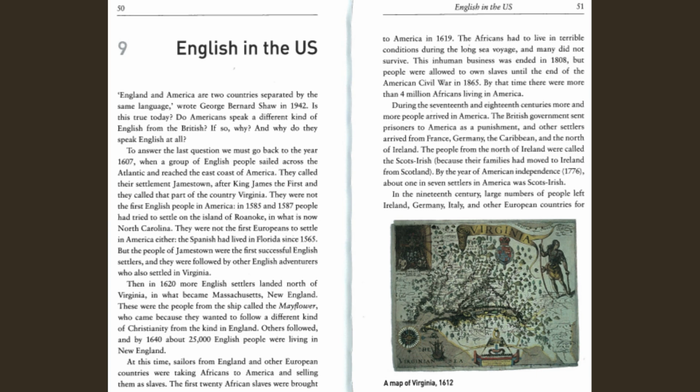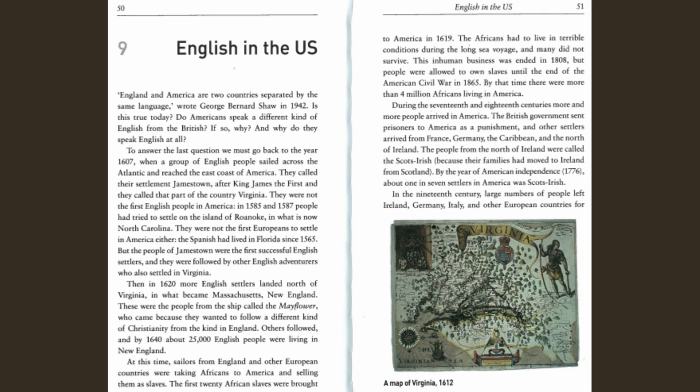To answer the last question, we must go back to the year 1607, when a group of English people sailed across the Atlantic and reached the east coast of America. They called their settlement Jamestown, after King James I, and they called that part of the country Virginia. They were not the first English people in America. In 1585 and 1587, people had tried to settle on the island of Roanoke, in what is now North Carolina.